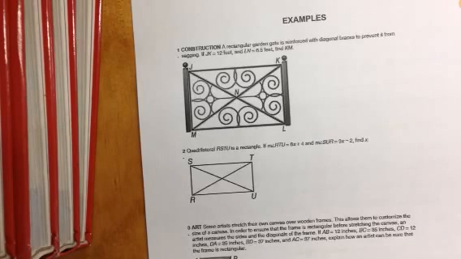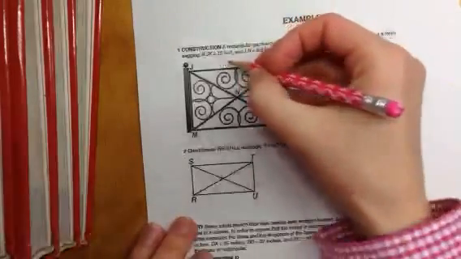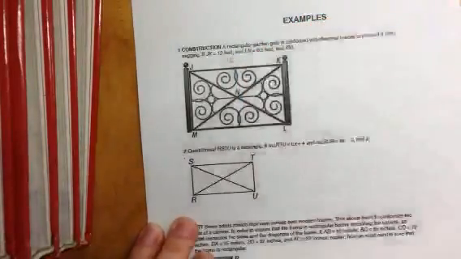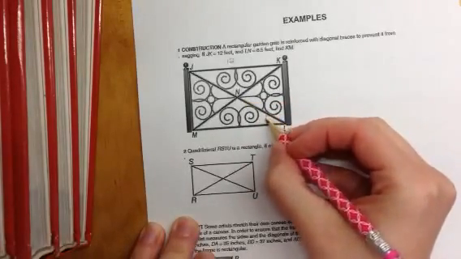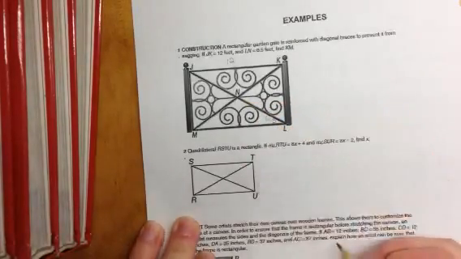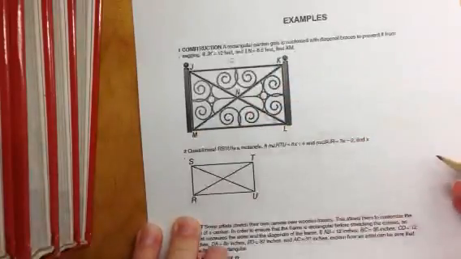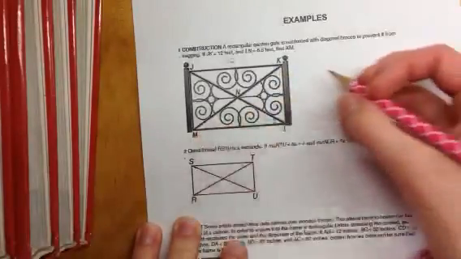Alright, so we have construction. A rectangular garden gate is reinforced with diagonal braces to prevent it from sagging. If JK, this cross one, equals 12 feet, and LN, which is half of a diagonal, is 6.5, find KM. Alright, so KM is a full diagonal.